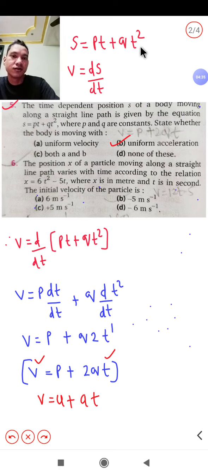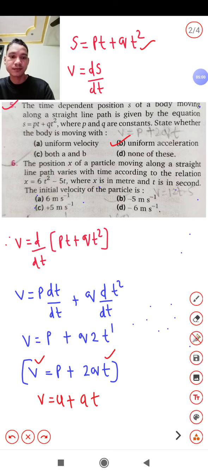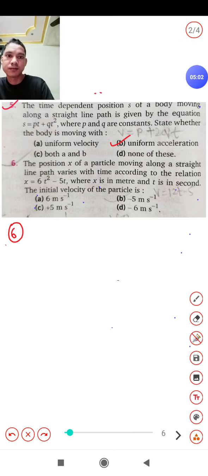So you know what, most of the time such an equation will be given for the position of a particle changing with time. If you differentiate it, you will get the expression for velocity, and then by analyzing the equation, we can say whether it is uniform motion or non-uniform motion. So now let's move on to the 6th one. I hope you understood this part here. Let me erase this part. Okay, now let's move on to the sixth one.